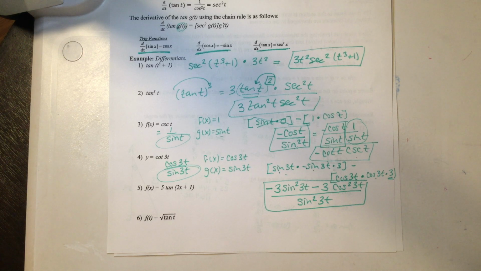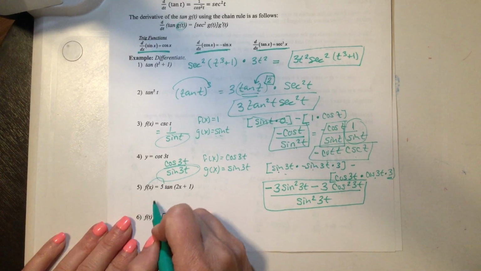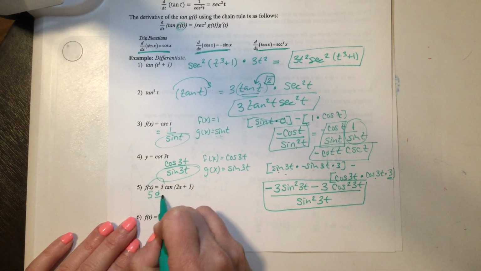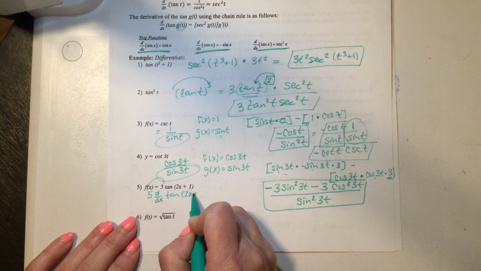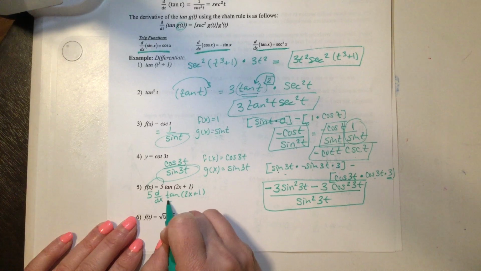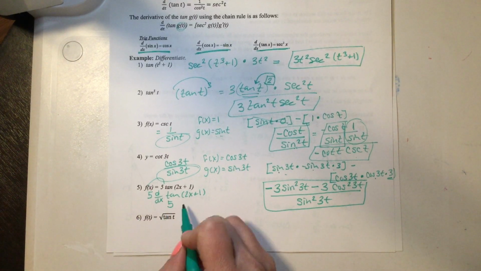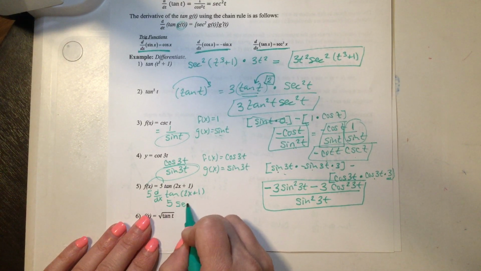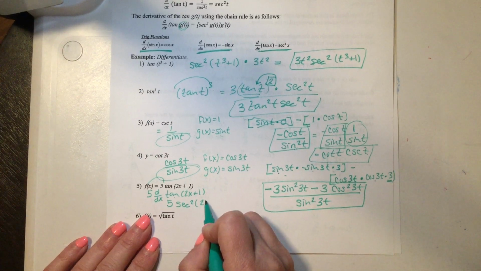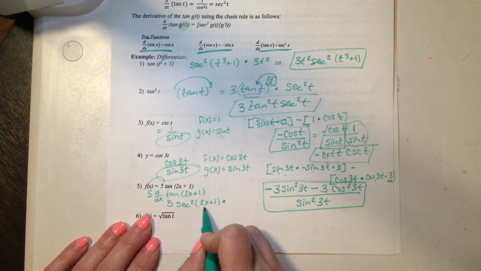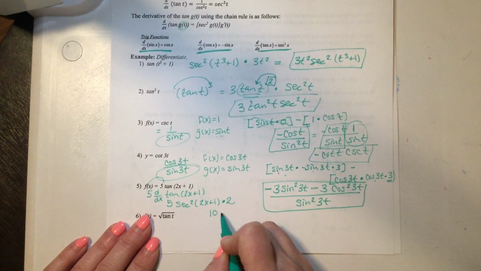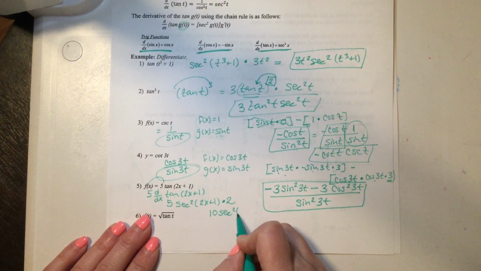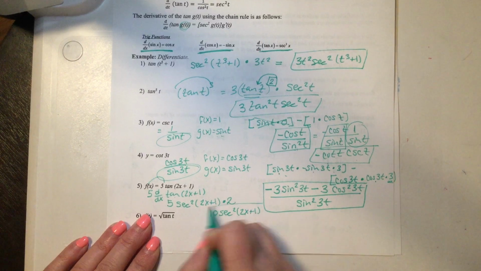Next one, I can take this 5 out front. So I would have 5 times the derivative of the tangent of 2x plus 1. 5 goes out front. The derivative of a tangent is a secant squared. Keep 2x plus 1 the same. Now multiply by the derivative of inside, which is a 2. So we'd have 10 times the secant squared of 2x plus 1.